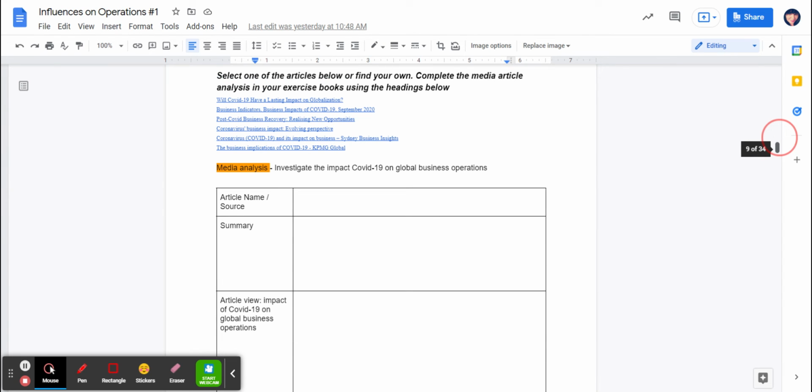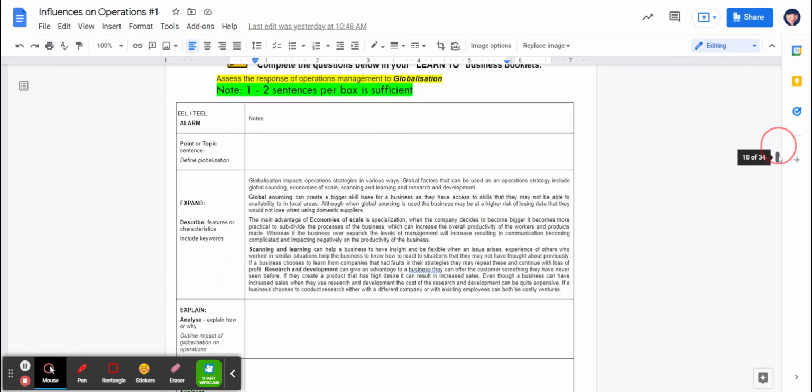For today's activity, please continue to select one of these links, which is a media article which has a look at the impact of COVID-19 on global business operations. COVID-19 has irrevocably changed the way that business works, and therefore is important to acknowledge.